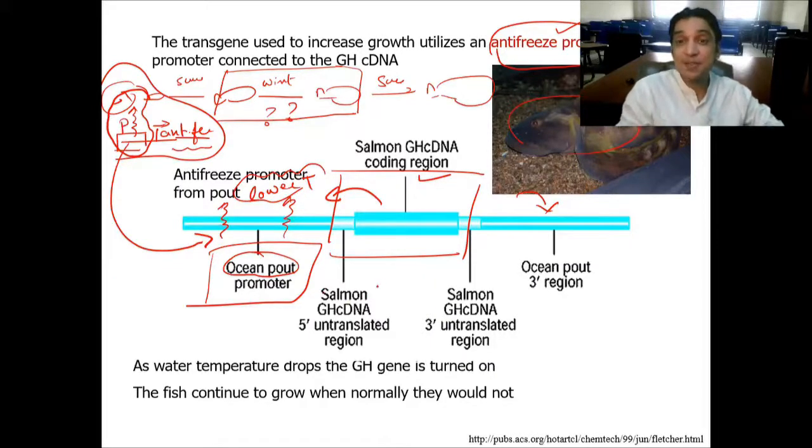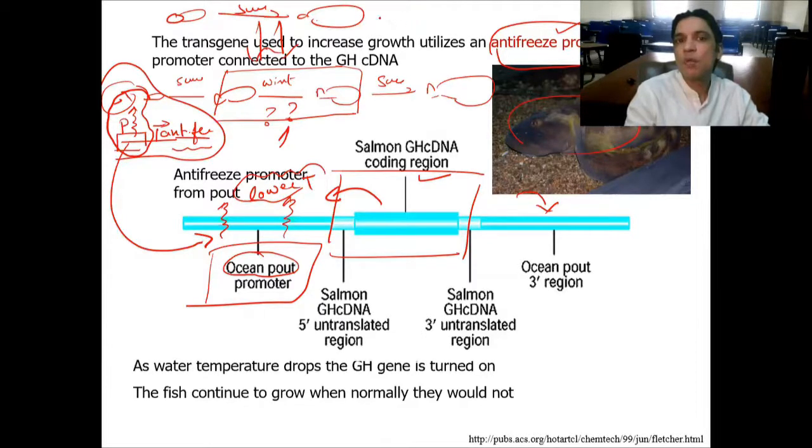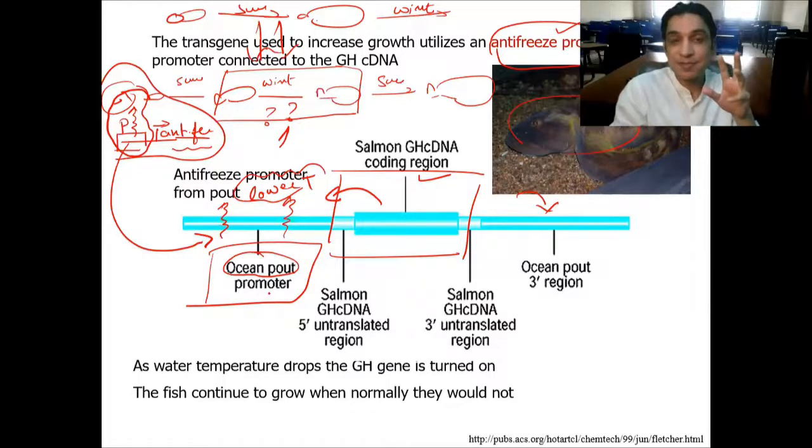So this cassette, when incorporated into the fish and creates a transgene, will that fish grow in summer? The answer is yes. But in winters, what happens? This is the start of the fish. In the summers, the fish will grow. What about in the winters? In the winters, when the temperature goes down, the ocean pout promoter will get activated. And what is present downstream? Downstream is present the growth hormone. So it will start producing the growth hormone.